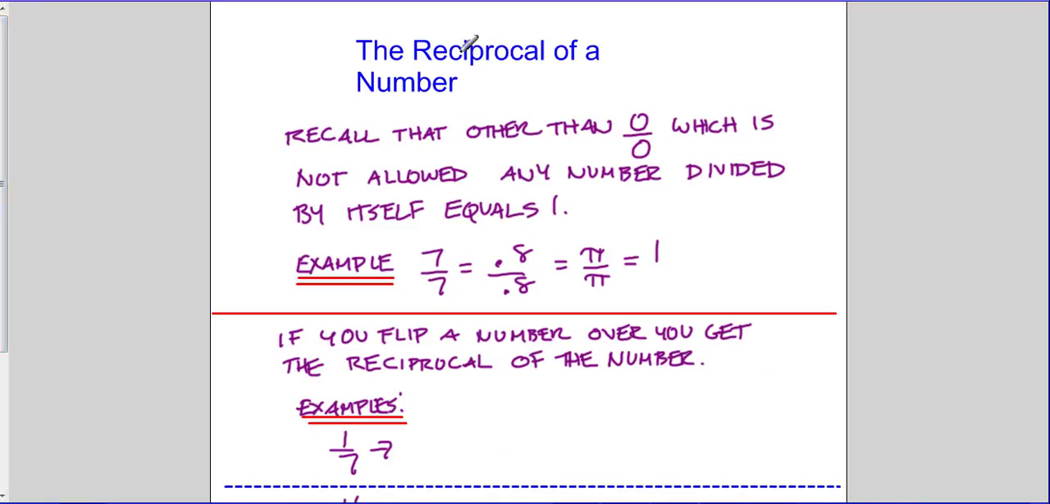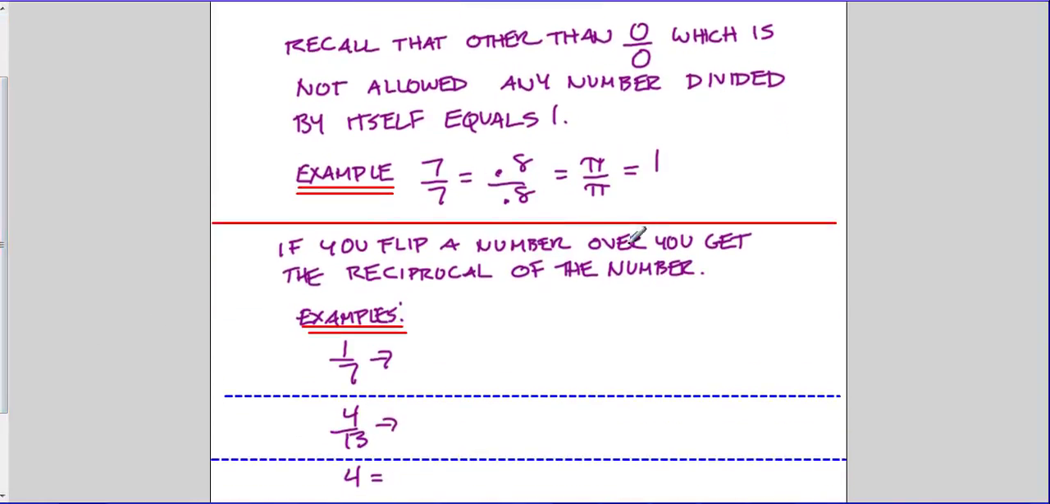Well, first we'll talk about the reciprocal of a number. So recall that other than 0, which is not allowed, because division by 0 is not allowed in mathematics, a number divided by itself equals 1. So for example, 7 divided by 7, or 7 over 7, is equal to 0.8 over 0.8, which equals pi over pi, which equals 1.